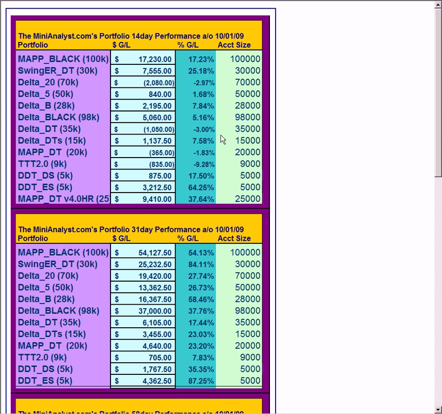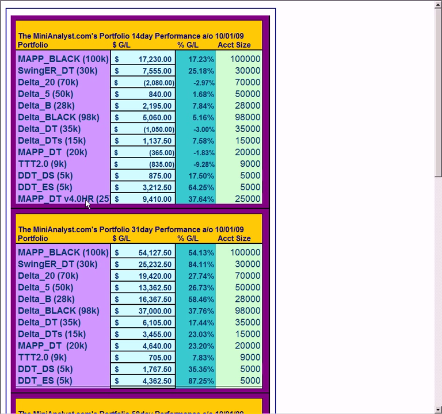If we look at how we've been doing over the last 14 days, the MapDT version 4.0 HR is up 38% over the last 14 days. We expect October to be a really banner month, particularly relative to the cash market, the S&P 500 benchmark. Expect October to be a banner month. The market will likely be lower. Our portfolios will very likely be higher. The dual day trader ES and the dual day trader ES20 are leading the pack, as has been the case for most of the year.